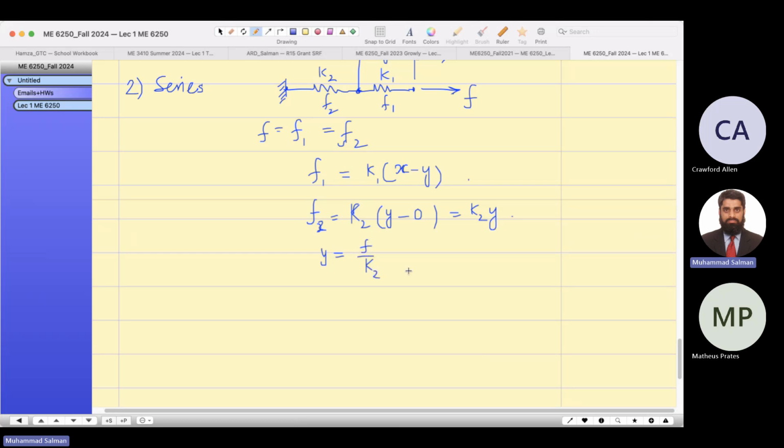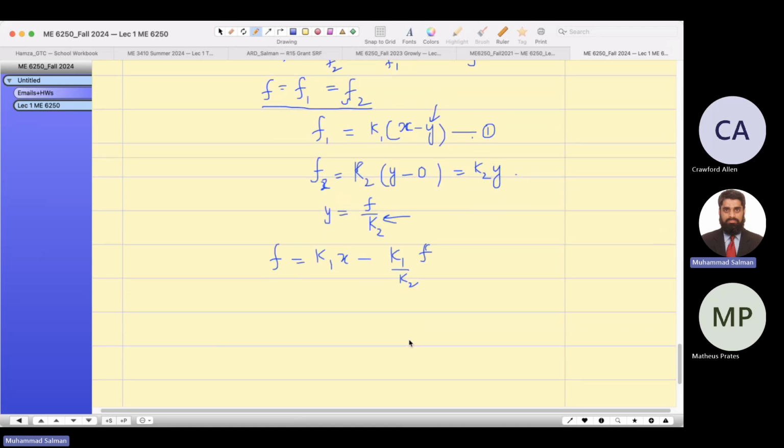Now I can write down y in terms of F over k2, because I know that the force is the same in both springs. Now let's plug it into equation number one. So can I write F equals k1x minus k1 times F over k2? You see my point? I just replaced y by this value, y equals F over k2. Agreed? Now I just bring F on the left hand side. Can I write it like this: F times (1 plus k1 over k2)?